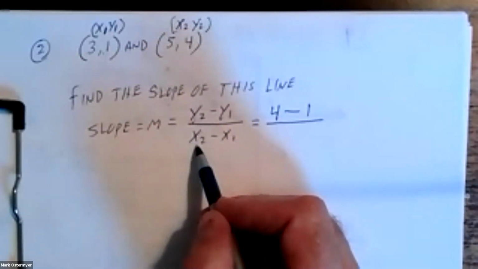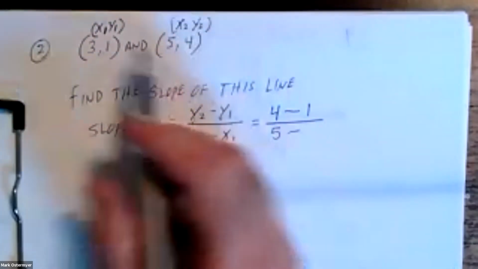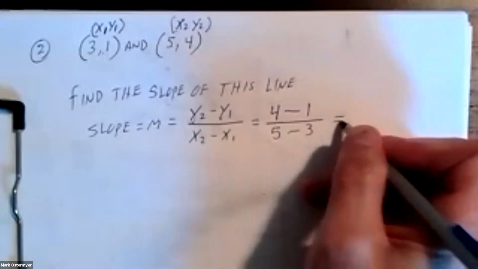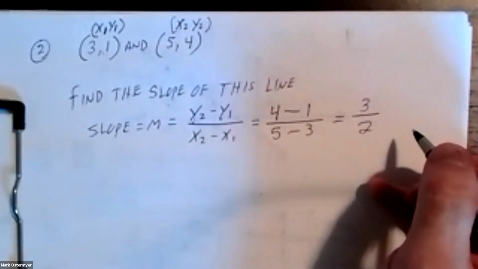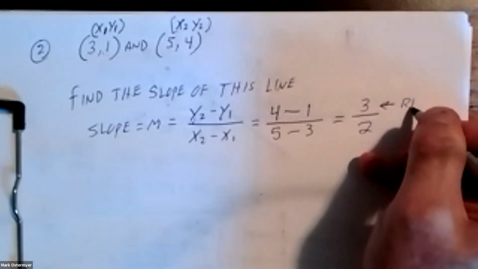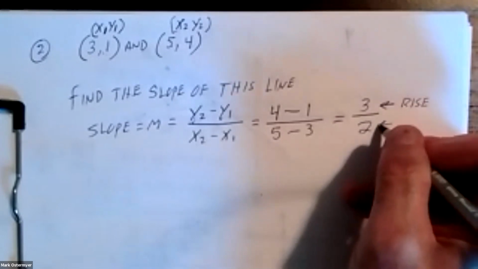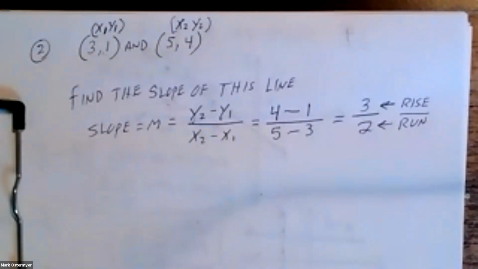X sub 2, what's x2? 5. Minus what's x1? 3. Now what's 4 minus 1? 3. 5 minus 3 is 2. And that would be the slope of this line, 3/2. The slope gives us a measure of how much rise we experience versus how much run we experience as we move from one point on a line to another point. So to now appreciate this slope geometrically, we're going to plot those points in the XY plane.